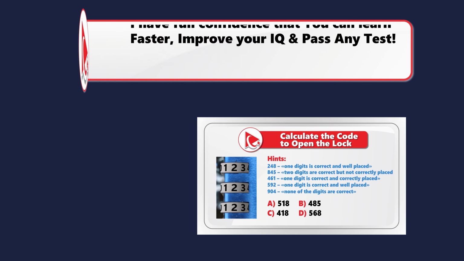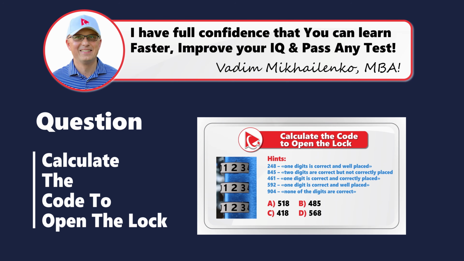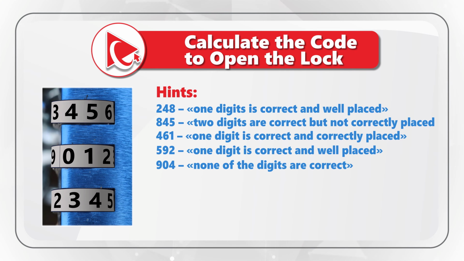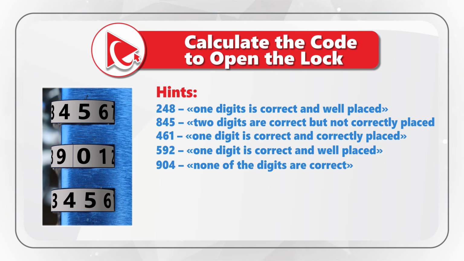Here's the challenging problem by solving which you will boost your cognitive abilities. You're presented with 5 hints, and using these hints, you need to unlock the code and open the lock. The hints are: in the digits 2, 4, 8, only one digit is correct and well placed.